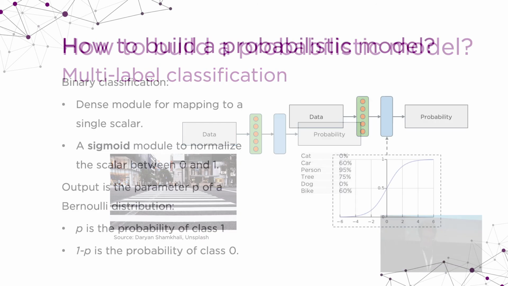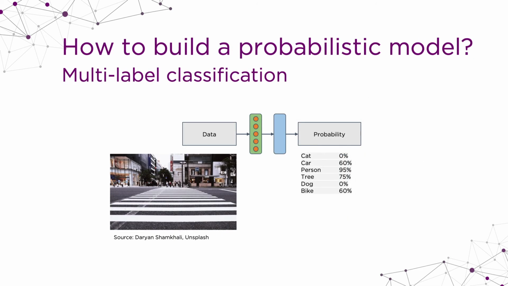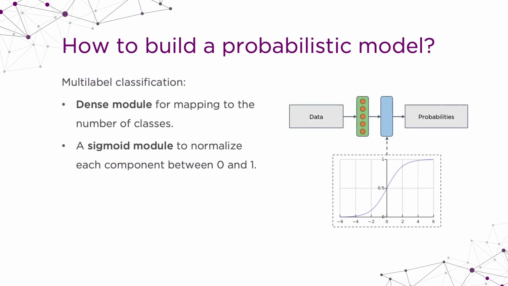So how can I model it? I can use again the sigmoid module. But now I must take the last representation and use a dense module to convert a representation of an arbitrary size to the number of concepts that I want to predict. So if I have a vector of 800 as a representation, I use the dense to convert 800 to 6, and then I use a sigmoid function over my vector of 6 to have one probability per component of the vector.